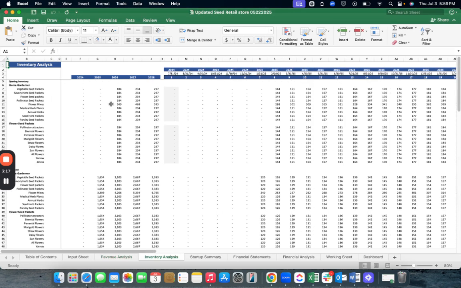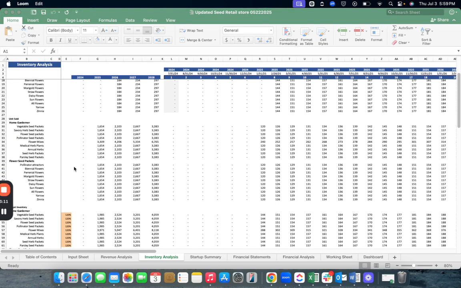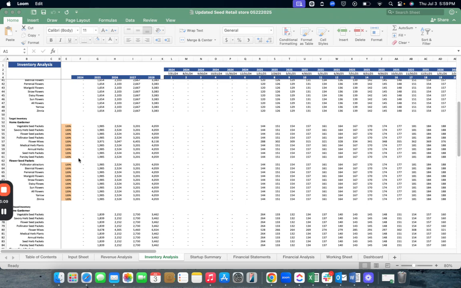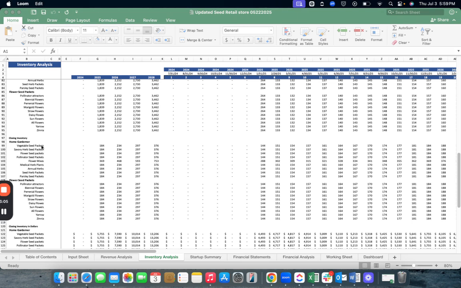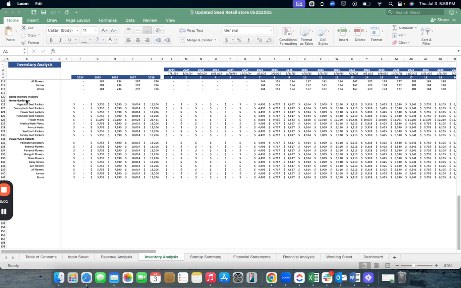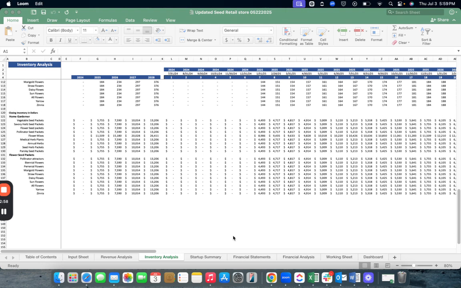Here's the whole inventory analysis sheet where we have opening inventory, then we have units sold, we have flower seed package, then we have target inventory, then we have purchase inventory, and then we have the closing inventory calculations, and then we have the closing inventory in dollars calculations.